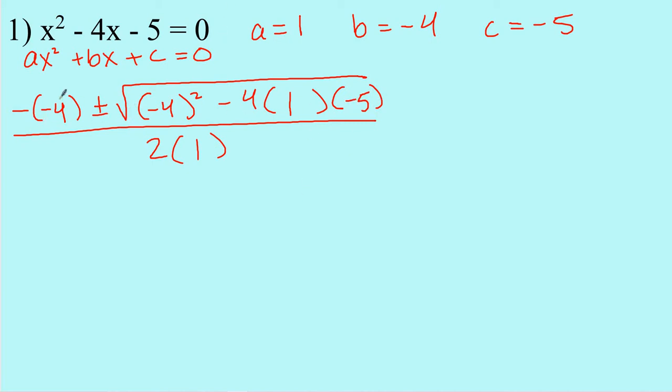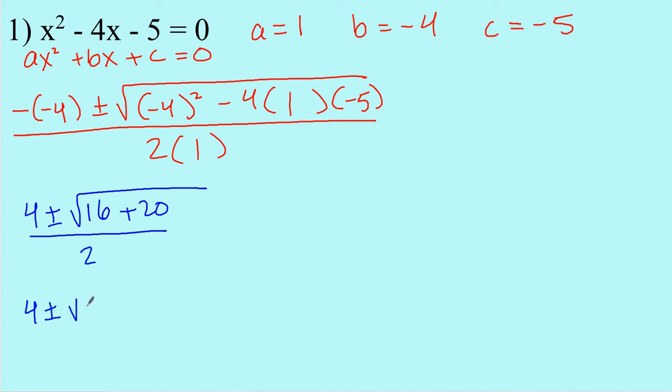Now we can start simplifying. The negative 4 becomes a positive 4 plus or minus. Negative 4 squared is 16. Negative 4 times 1 times negative 5 is positive 20 all over 2. So we get 4 plus or minus the square root of 36 all over 2. 4 plus or minus 6 all over 2.